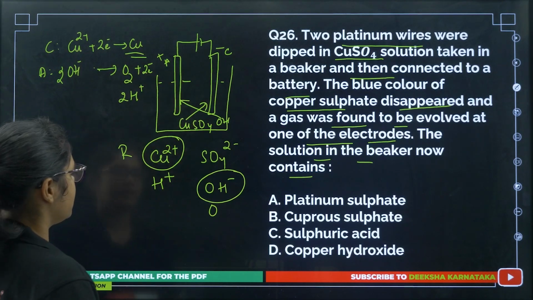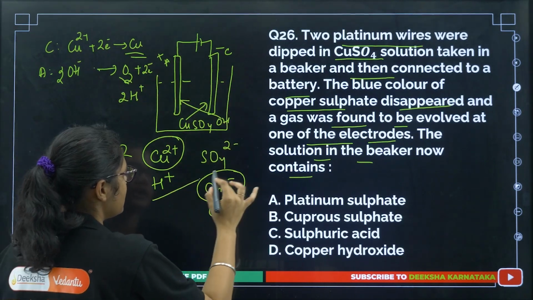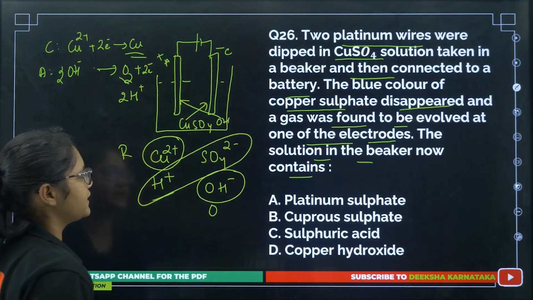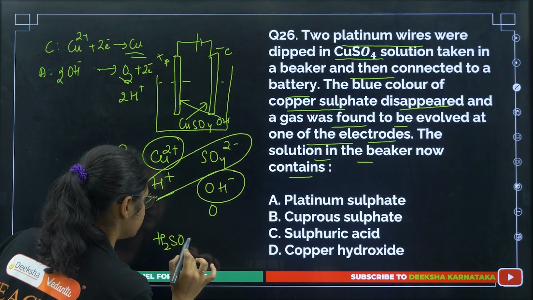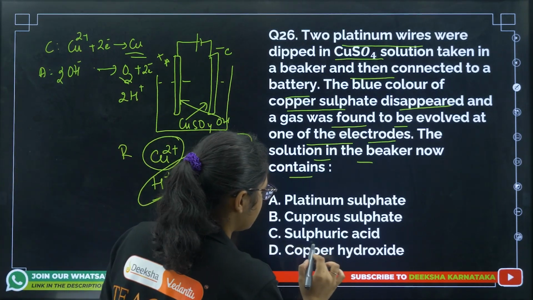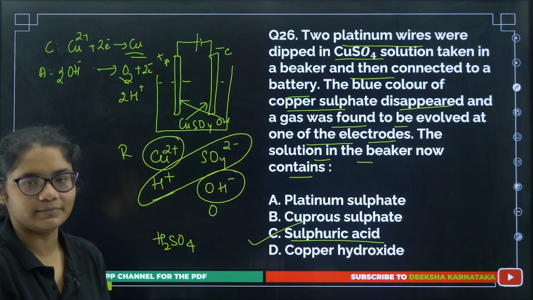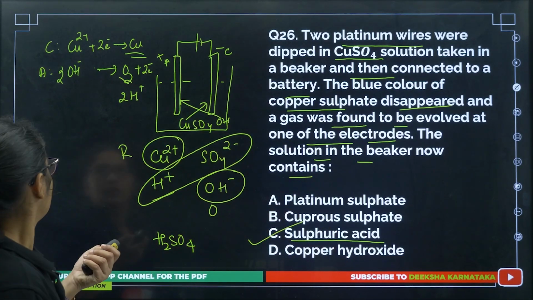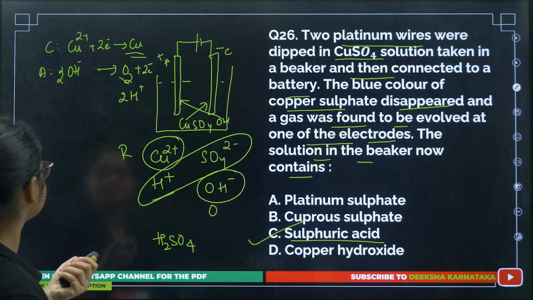Now what is remaining in the solution? We are not worried about the other part because the question has not asked it. In the solution we have H+ and SO4 2-. So these will react to give you H2SO4. So what does the solution contain now? That is sulfuric acid. Correct answer is option number C. Okay. Next, coming to the next one here.